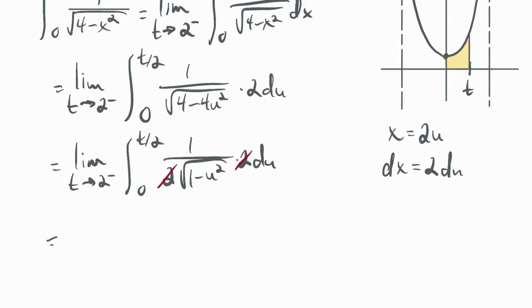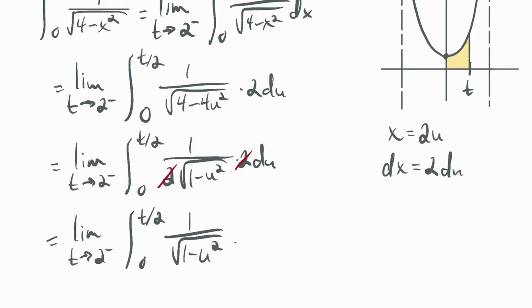So I get the limit as t goes to 2 from the left of the integral from 0 to t over 2 of 1 over the square root of 1 minus u squared, and that is one where you might notice, oh yeah, I recognize this integrand as the derivative of sine inverse of u. So we don't need a trig substitution. You can do that, but since this is pretty straightforwardly the derivative of sine inverse, then I don't need to go through all that trouble.